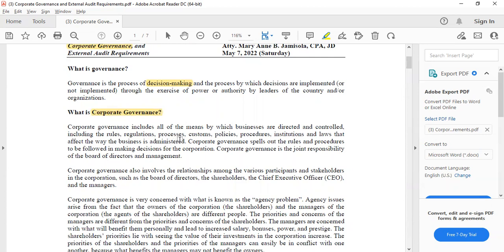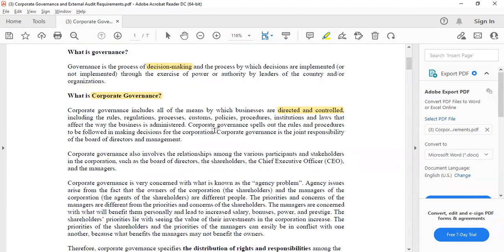So corporate governance includes all of the means by which businesses are directed and controlled. So directed and controlled, including the rules, regulations, processes, customs, policies, procedures, institutions, and laws that affect the way the business is administered. So corporate governance spells out the rules and procedures to be followed in making decisions for the corporation. So from the general definition of governance, we can now apply it to a corporate setting. So it's about decision making, but this time only for matters that are relevant to the corporation.